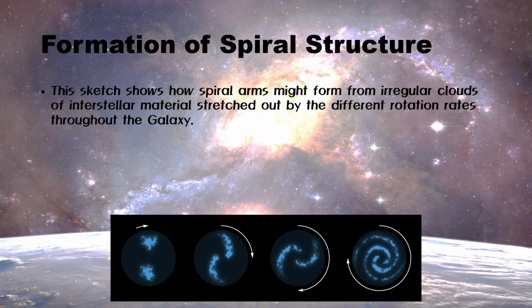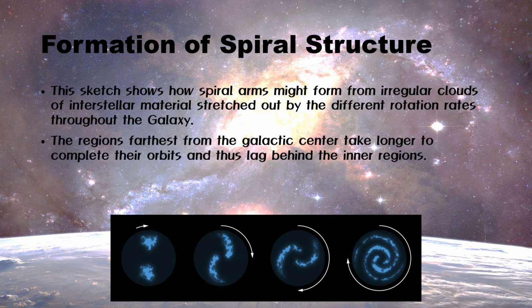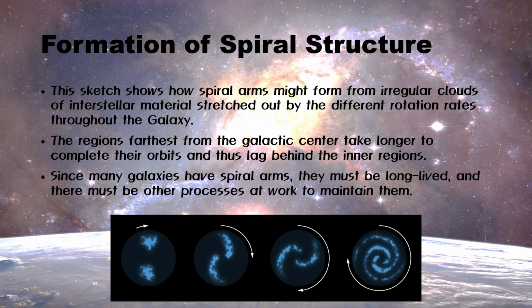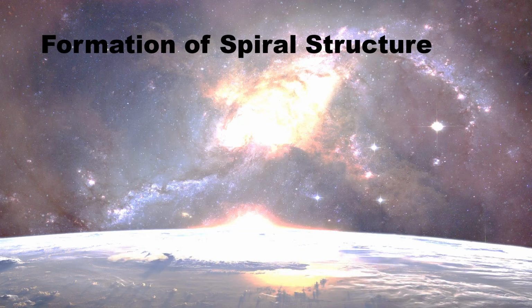So this sketch actually shows how spiral arms might form from irregular clouds of interstellar material stretched out by the differential rotation rates throughout our galaxy. The regions that are farthest from the galactic center take longer to complete their orbits and thus lag behind the inner regions. Since many galaxies have spiral arms, they must therefore be longer lived, and there must be other processes at work in order to maintain them.